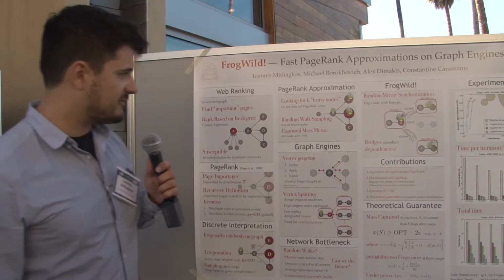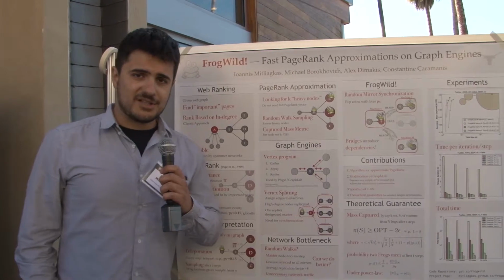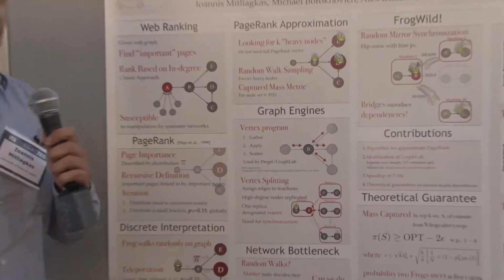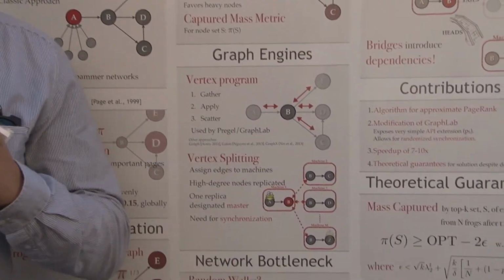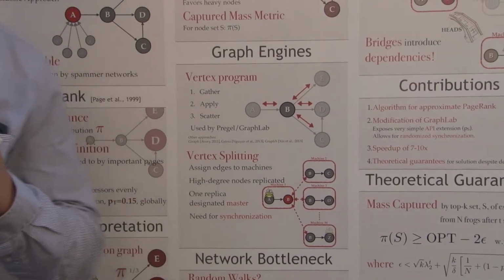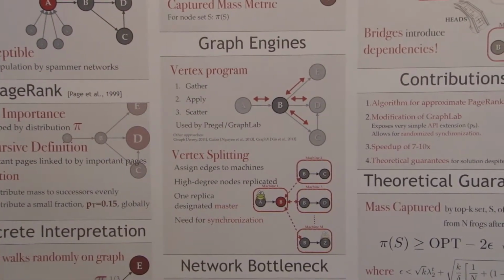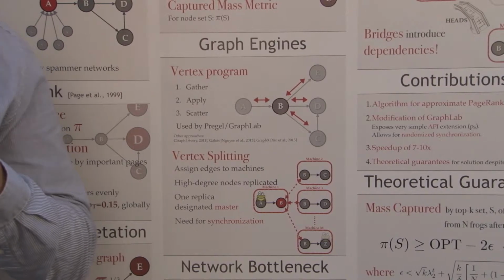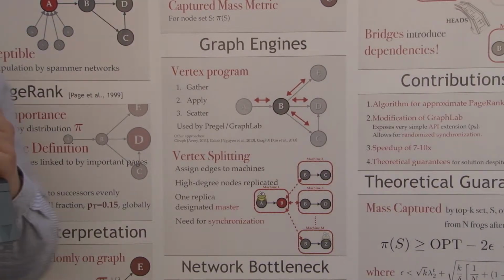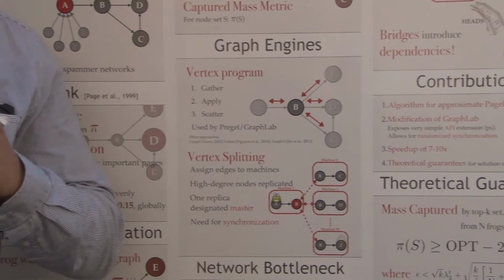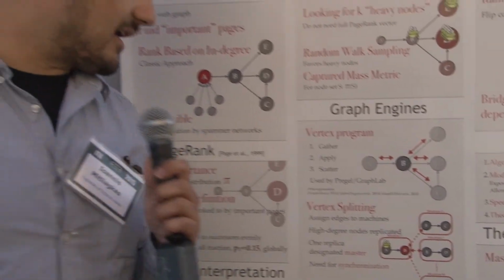That is my objective. We're looking at graph engines because we want to be able to deal with this problem for large graphs, very large graphs. And specifically, we're looking into GraphLab. The idea is as follows. I want to run a graph algorithm on a very large graph.